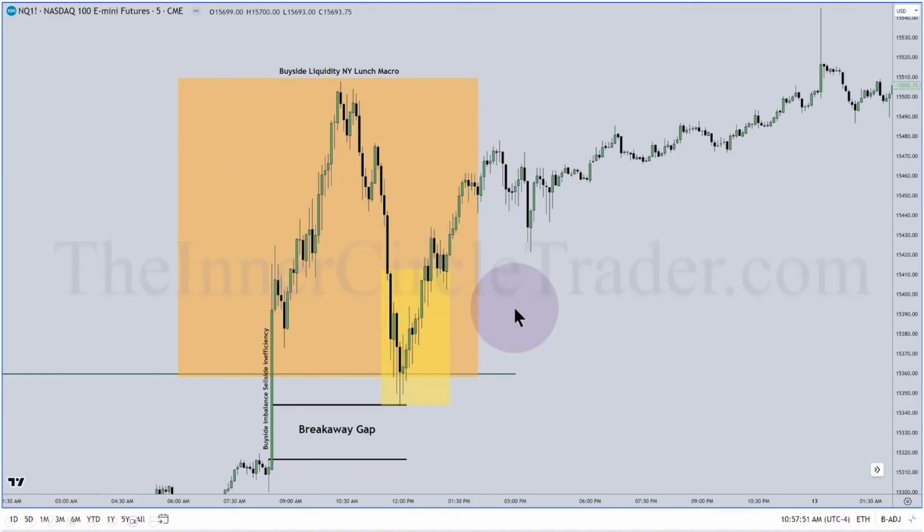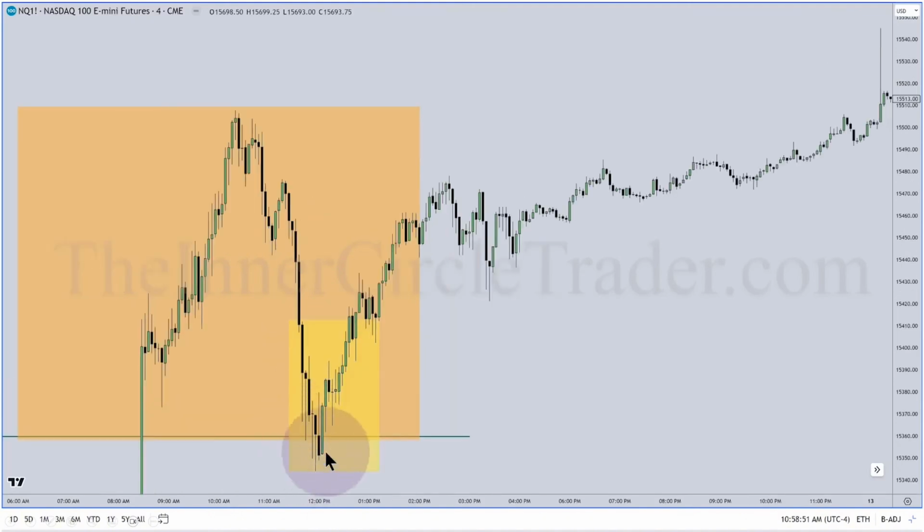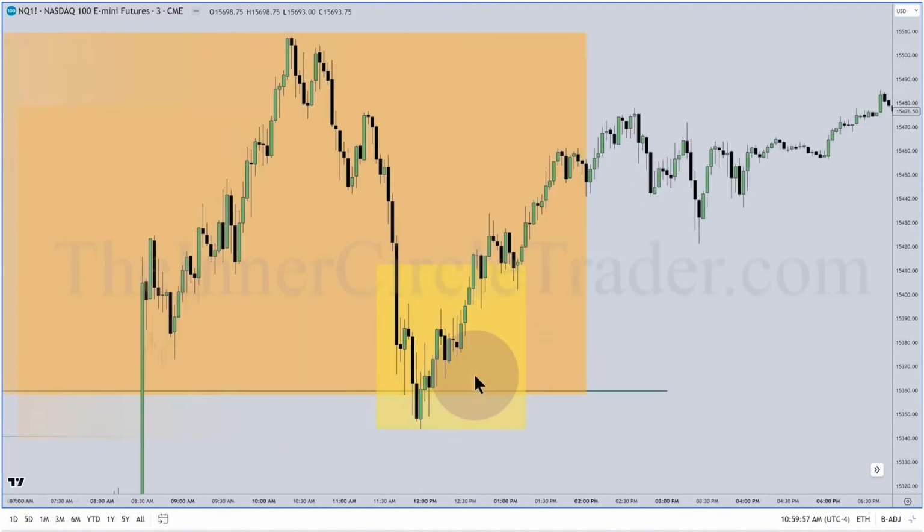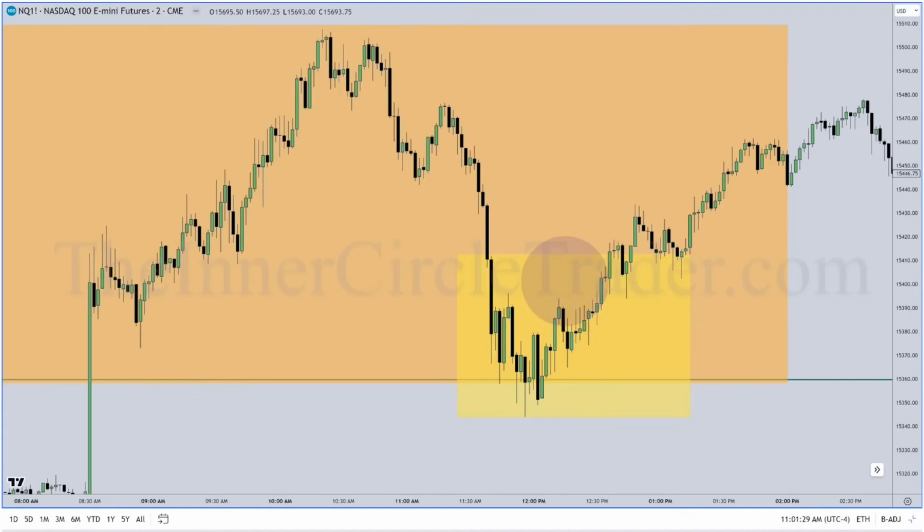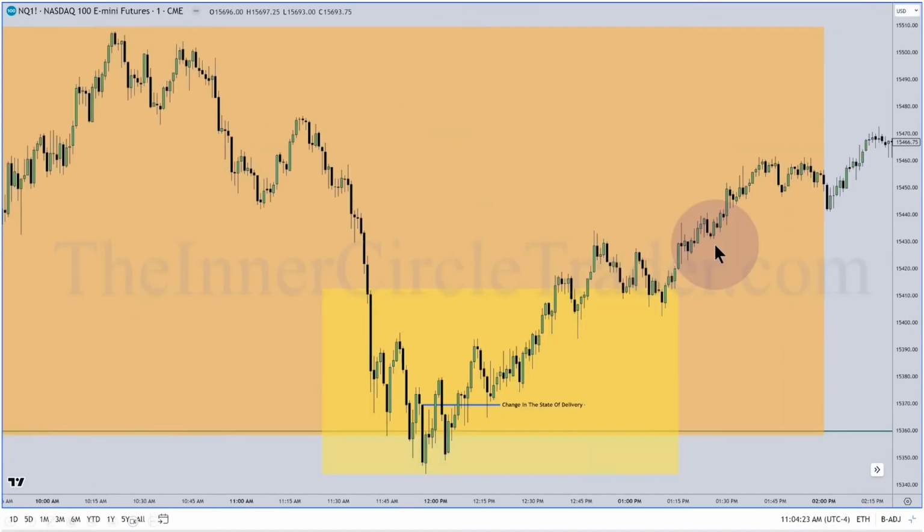This is the 5-minute chart. Now we're going to transition into a 4-minute. Notice any changes here. Now we'll look at the 3-minute chart. It's a 2-minute chart, same range, but it looks different, doesn't it? And then finally down to the 1-minute chart.